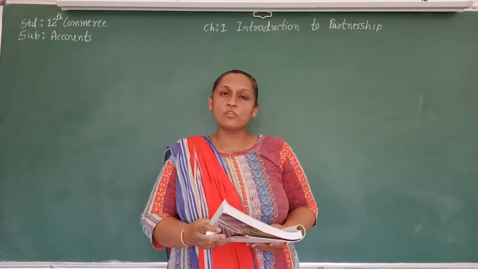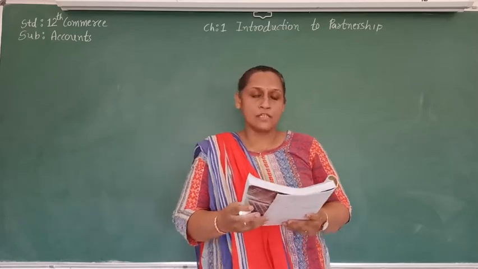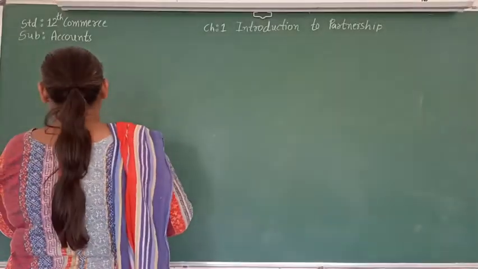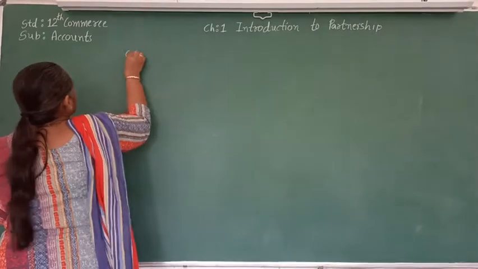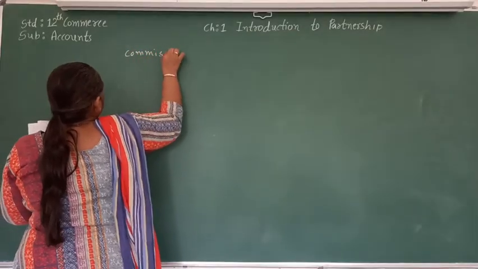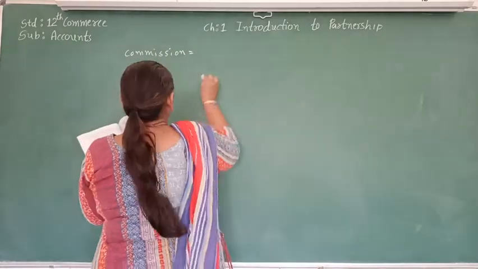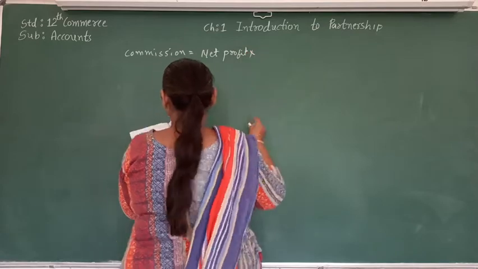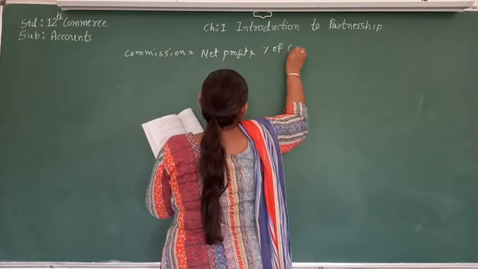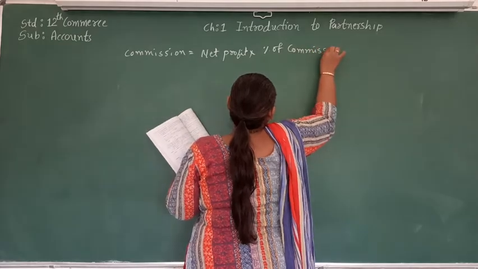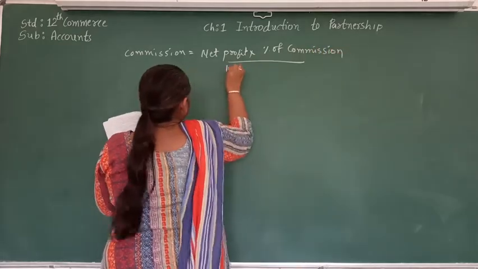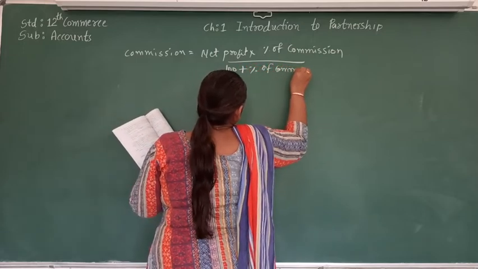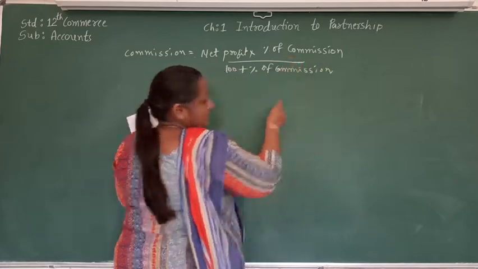As we know, there are two formulas to calculate the commission. The very first formula is when the word after is used, then the formula will be commission is equal to net profit into rate of commission upon 100 plus rate of commission. So here the word after is used, so we are going to use this formula.